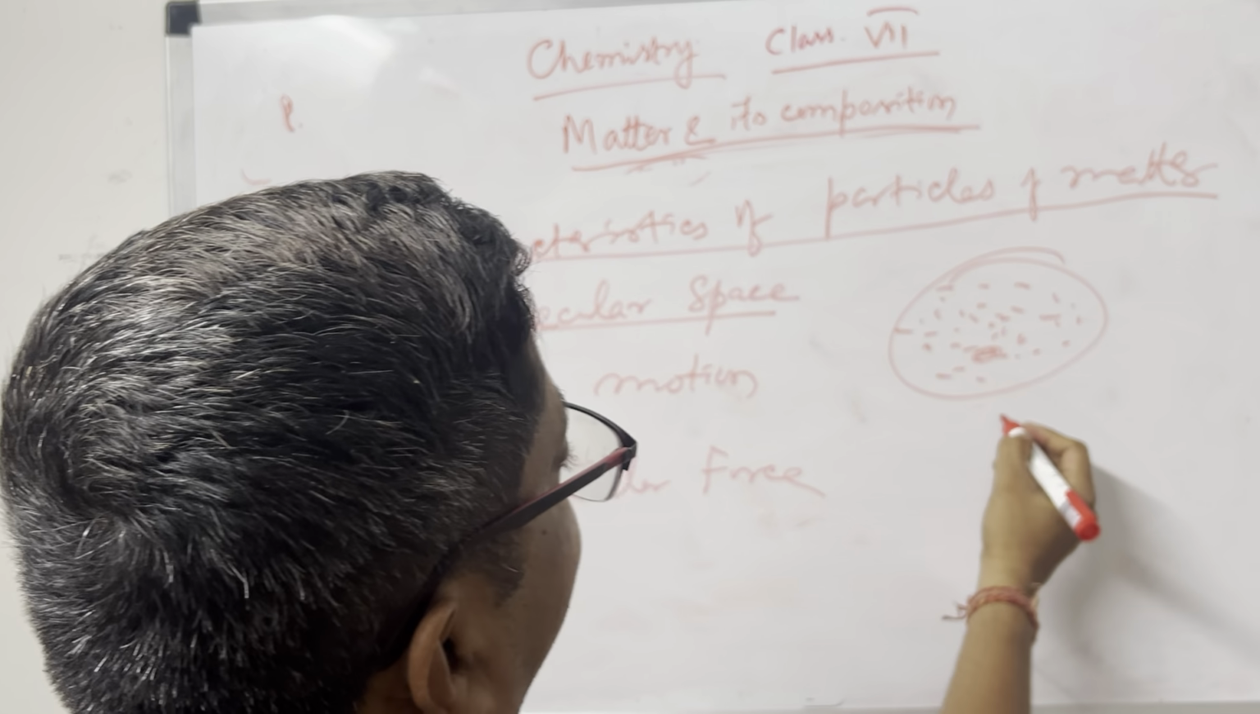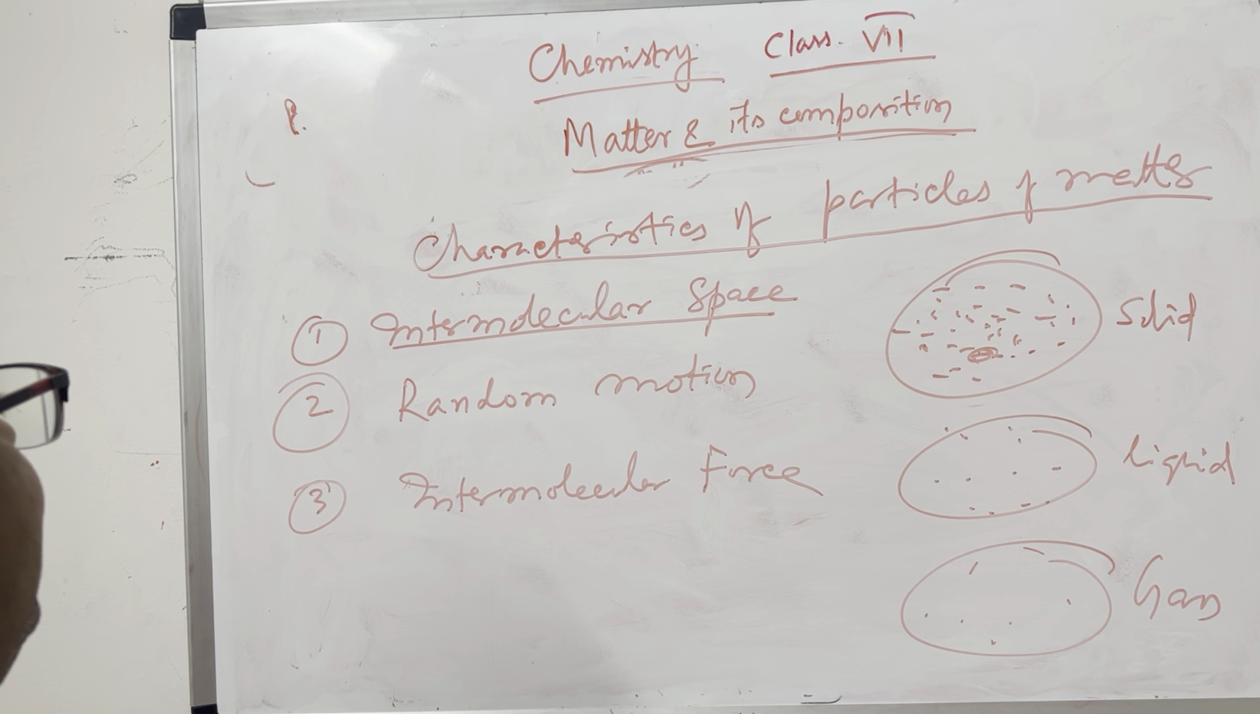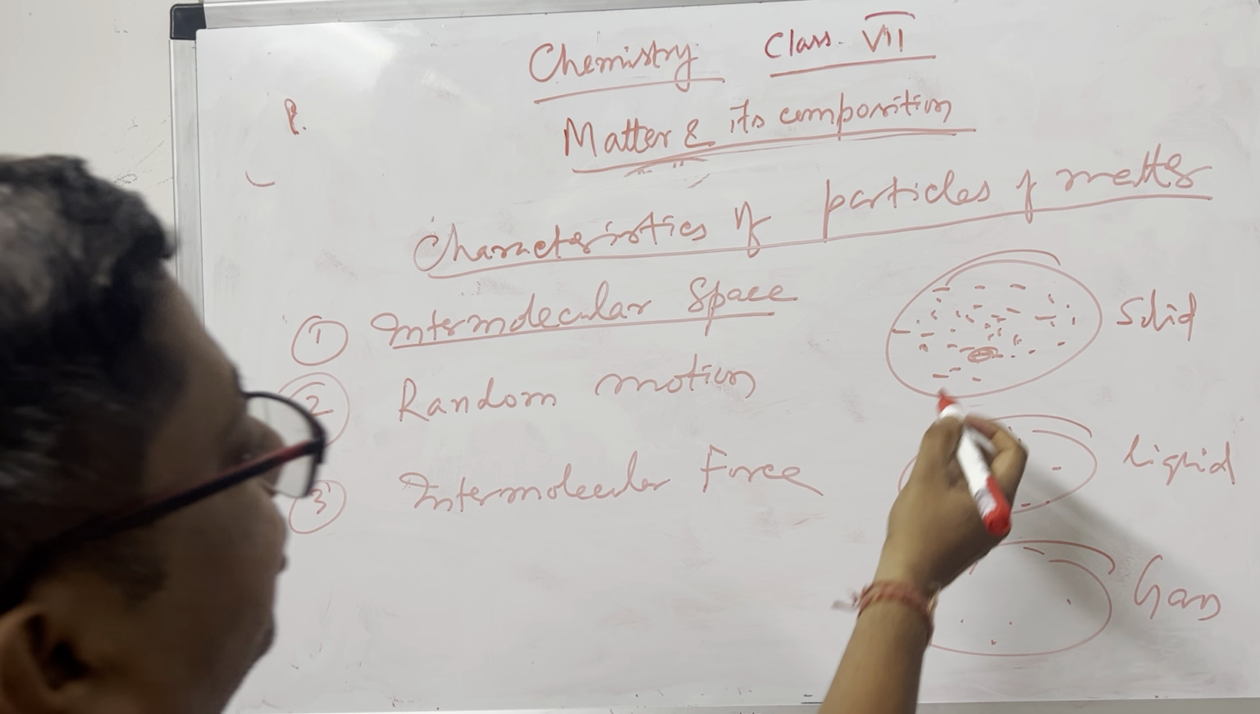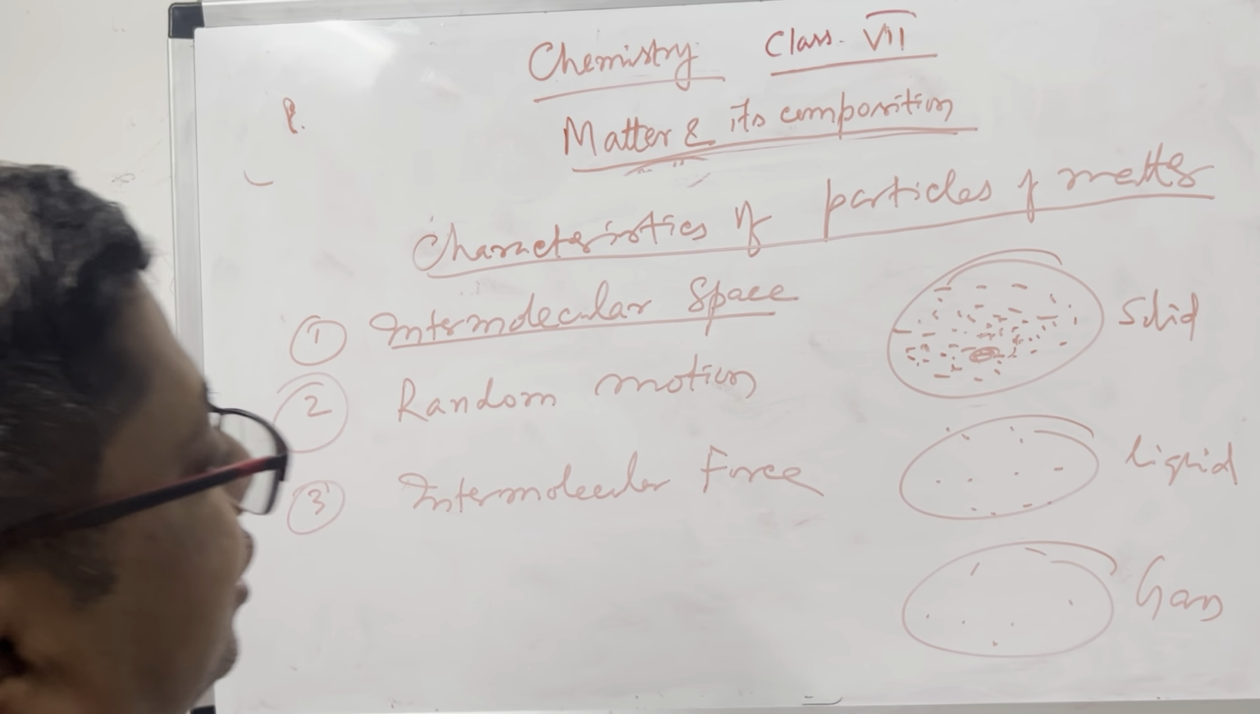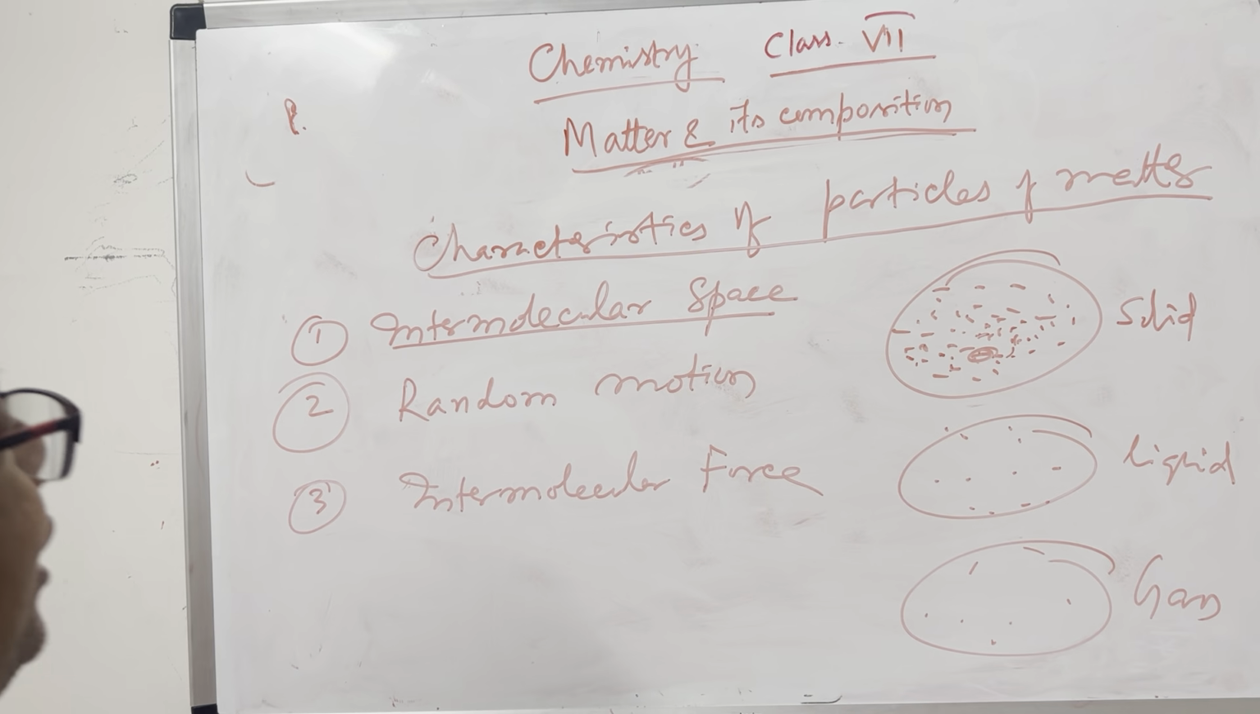These are all states of matter. So for these states of matter, I'm just trying to explain how the particles of this matter function, their characteristics, like intermolecular space. Suppose in solid it is very compact, intermolecular space is very less, and here intermolecular space is higher than solid. Here it is higher than liquid also. So these are all intermolecular space.